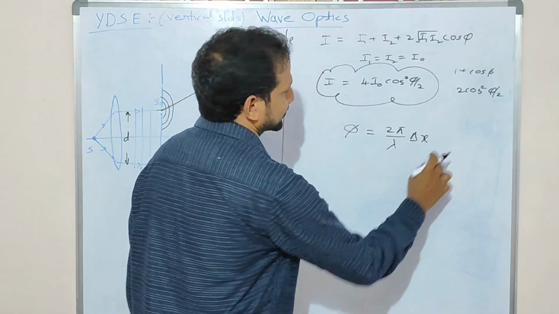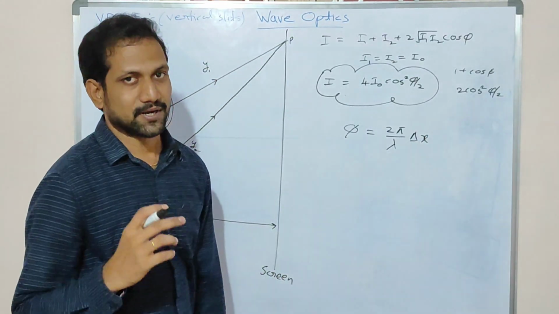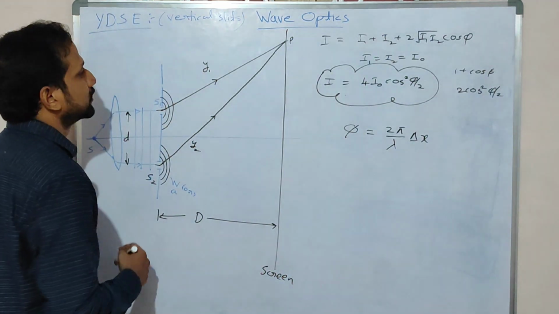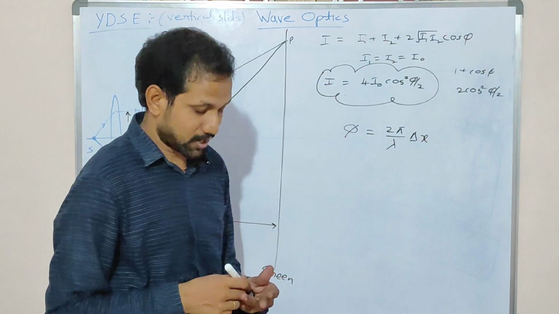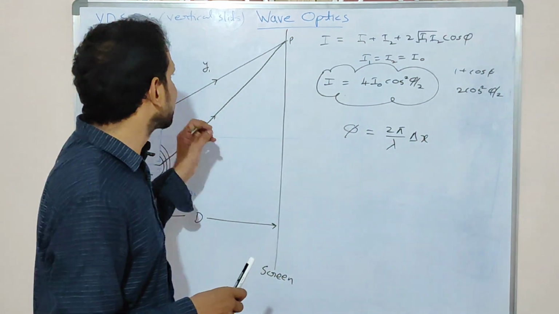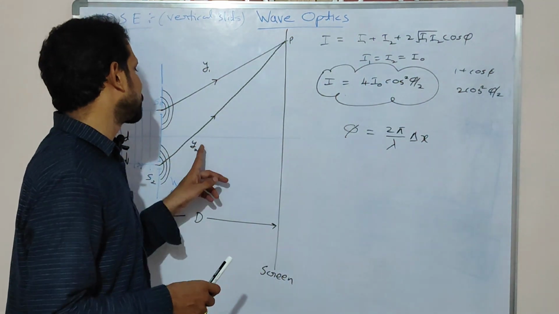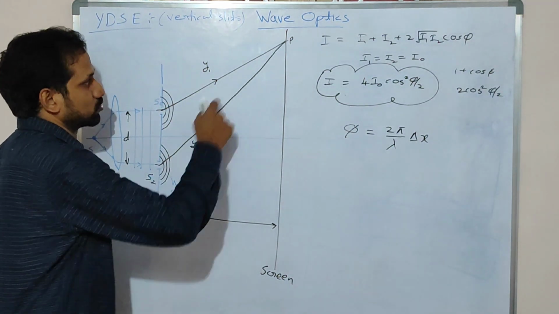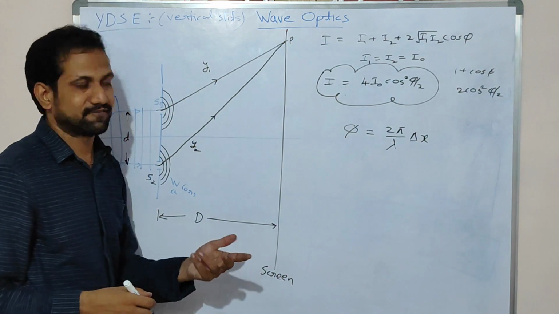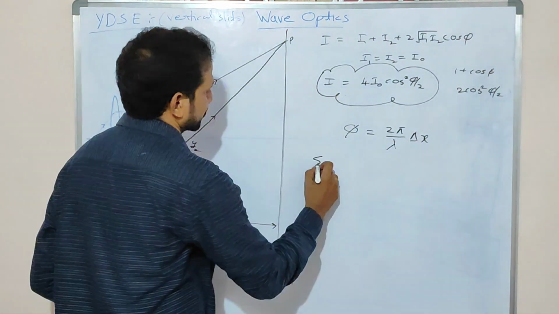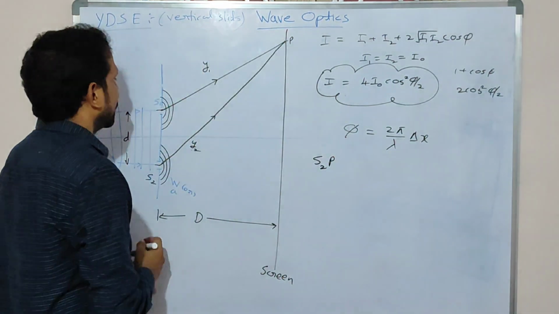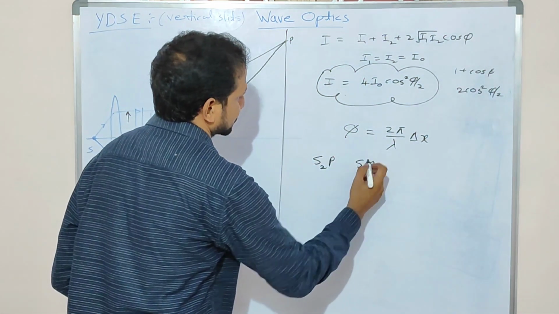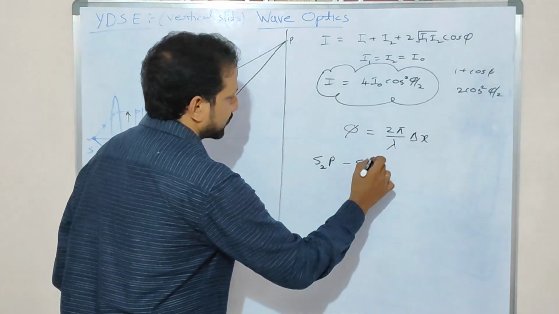del x. What is del x here? Path difference. What is path difference? It is very simple. The path difference is nothing but the difference of the path lengths traveled by the two waves. See, the second wave is traveling from S2 to P. The path length traveled by the second wave is S2P. And the first wave is traveling from S1 to P. The path length traveled is S1P. The difference in their paths, which path?